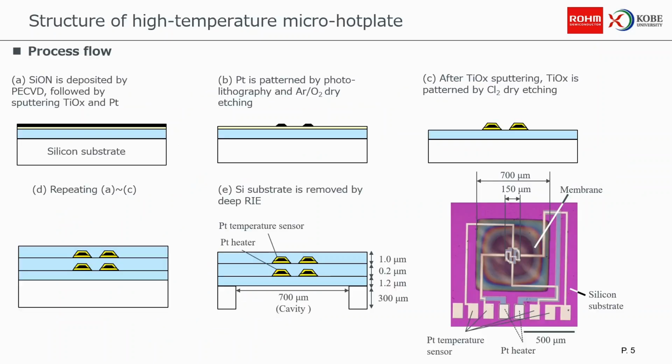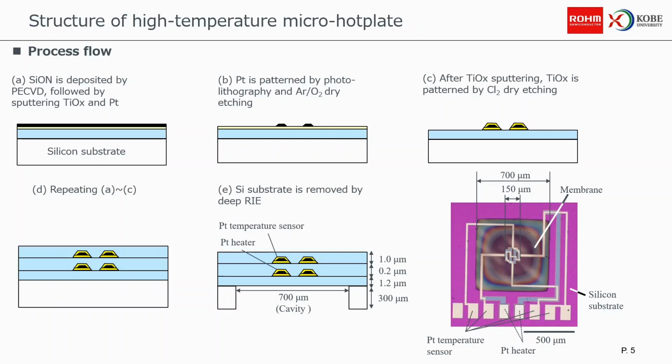This is the process flow. This slide shows the process flow of high temperature micro-hot plate. SiON is deposited by plasma enhanced CVD, followed by sputtering reduced TiO2 and platinum on silicon substrate. Platinum is patterned by photolithography and dry etching. After reduced TiO2 sputtering, reduced TiO2 is patterned by dry etching, repeating from A to C. Silicon substrate is removed by deep RIE. The platinum is encapsulated with reduced TiO2 as a barrier layer.